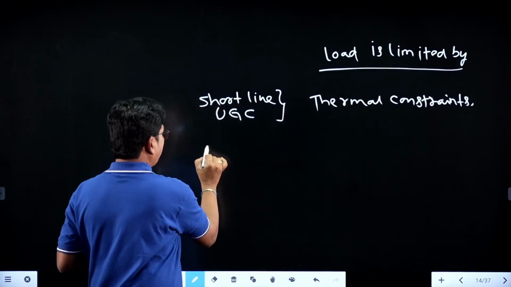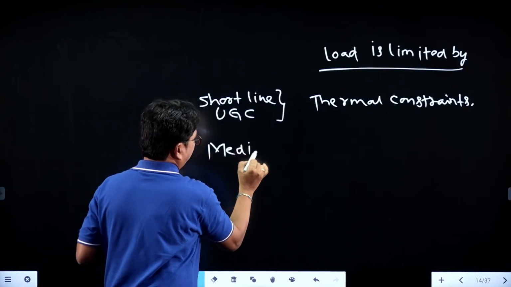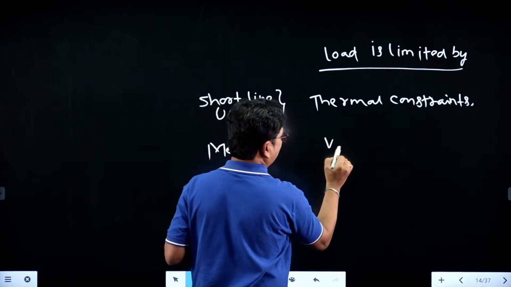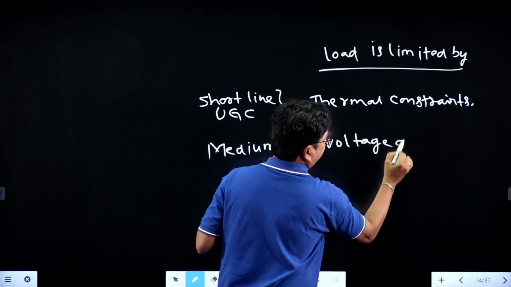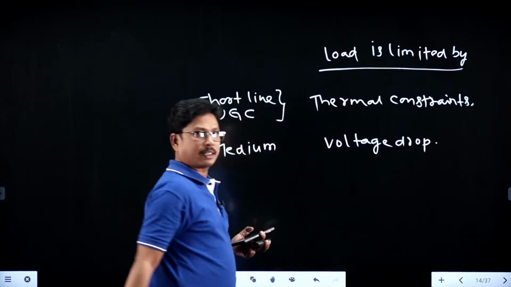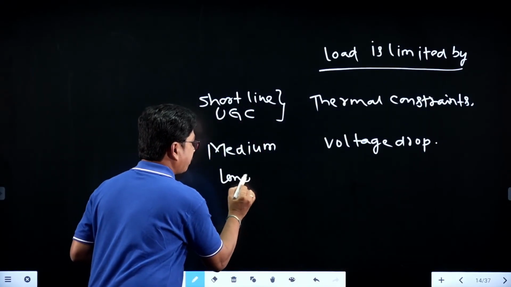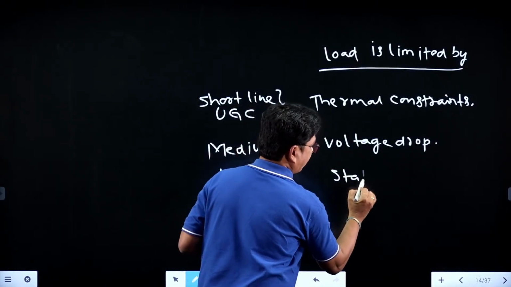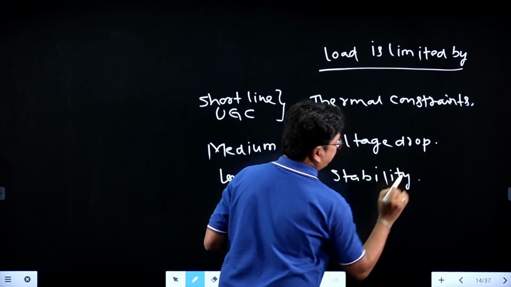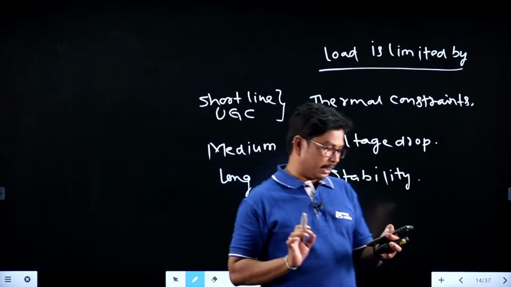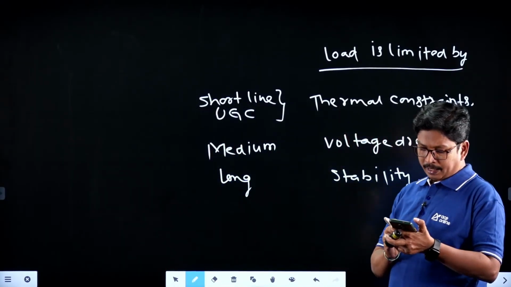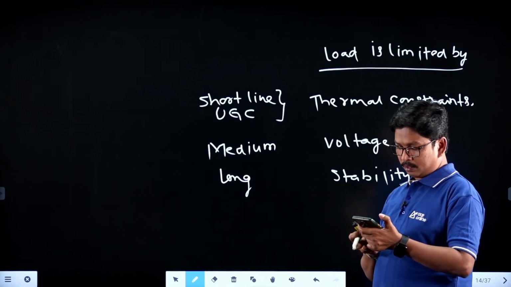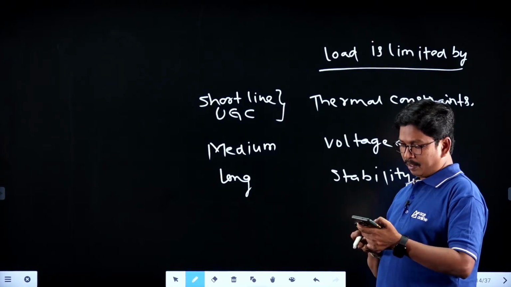Next one. So medium line తీసుకున్నాను అనుకోండి. Medium lines. In case of medium lines, voltage drop is the limiting constraint. For long lines, the limiting constraint of load is the stability. సో మీరు లైన్ చెక్ చేసుకోండమ్మా, ఏ లైన్ ఇస్తారో ఆ లైన్ బేస్ చేసుకొని.